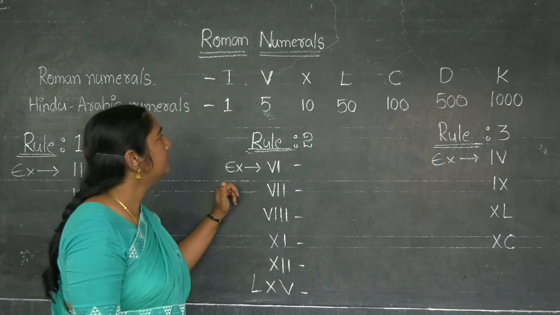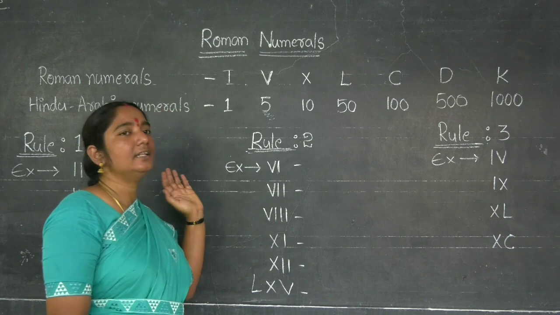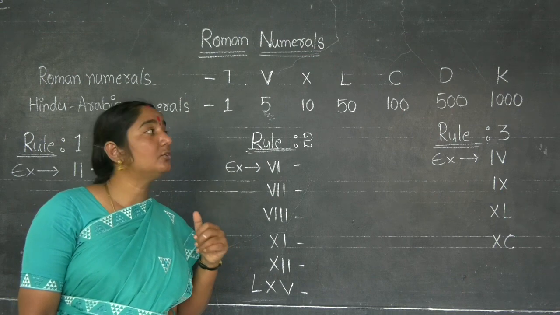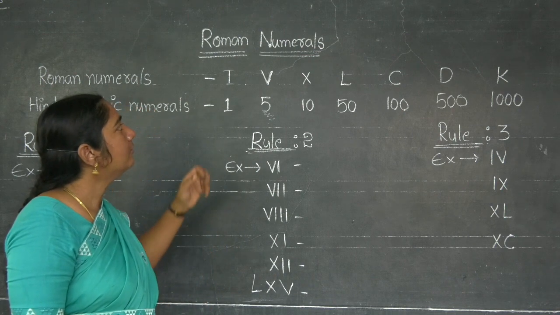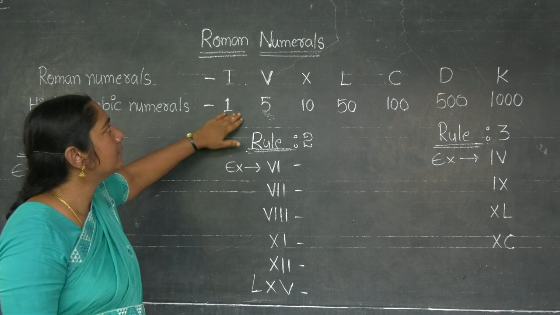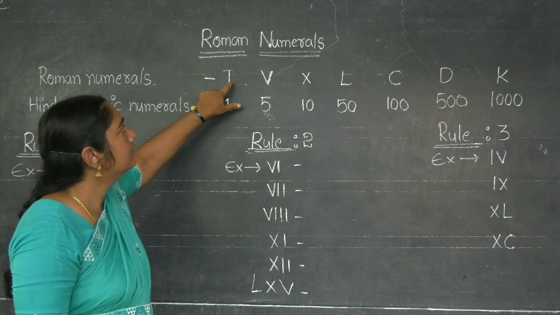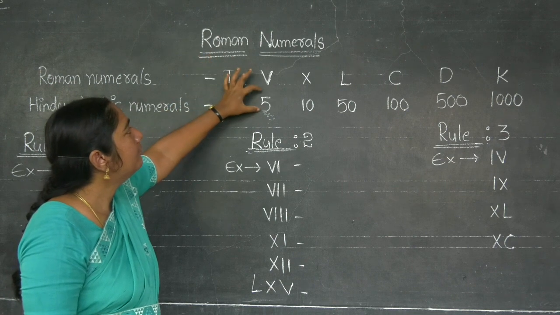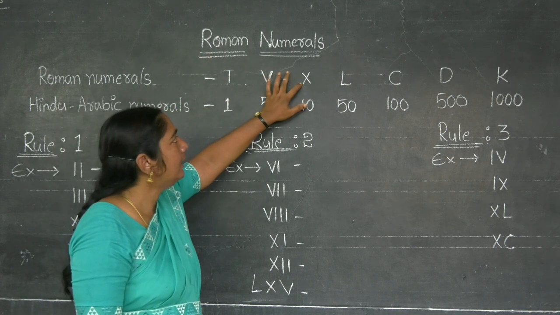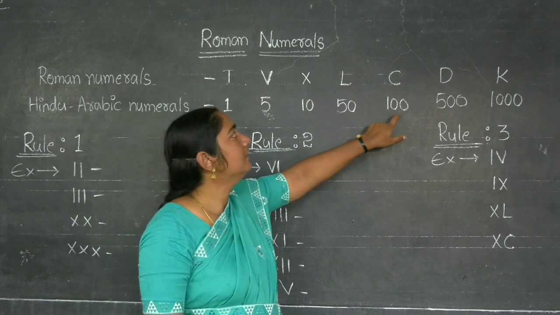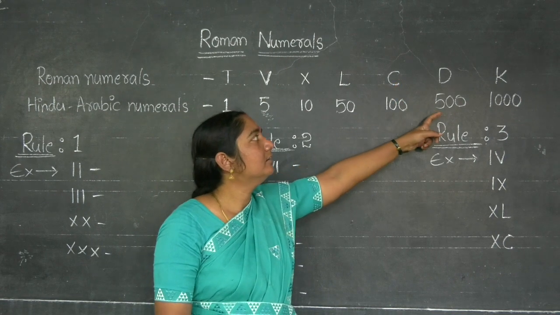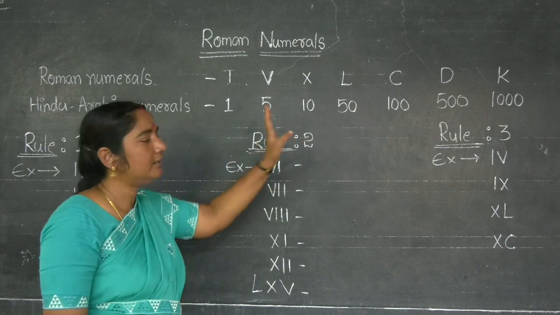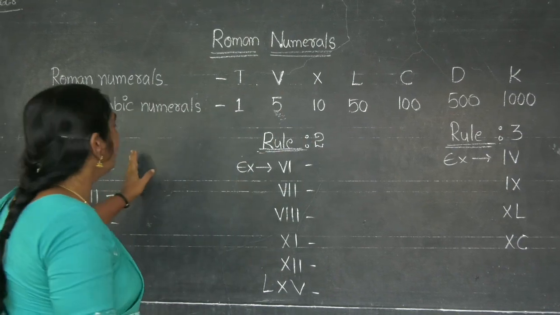Now, in this, let us see the examples. Let us see the rules, because we must know the rules. Now, you know 1 is represented by I, 5 by V, 10 by X, 50 by L, 100 by C, D is 500, M is 1000. That you already know. Now rule number 1.